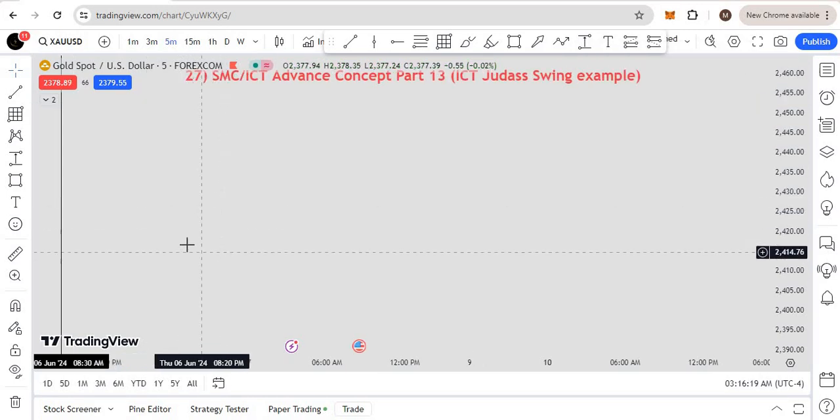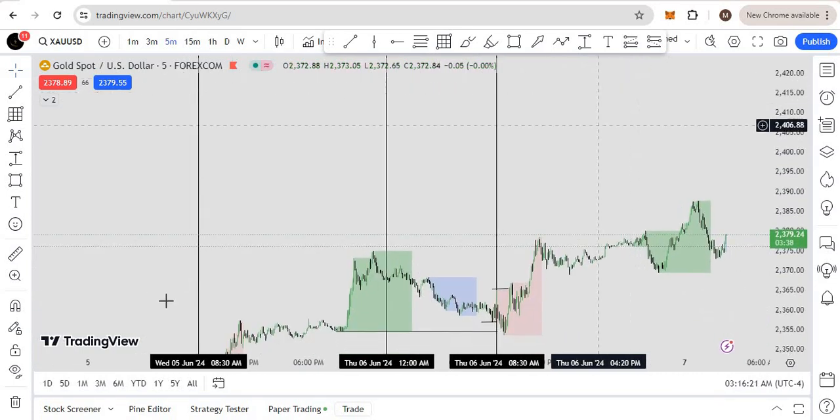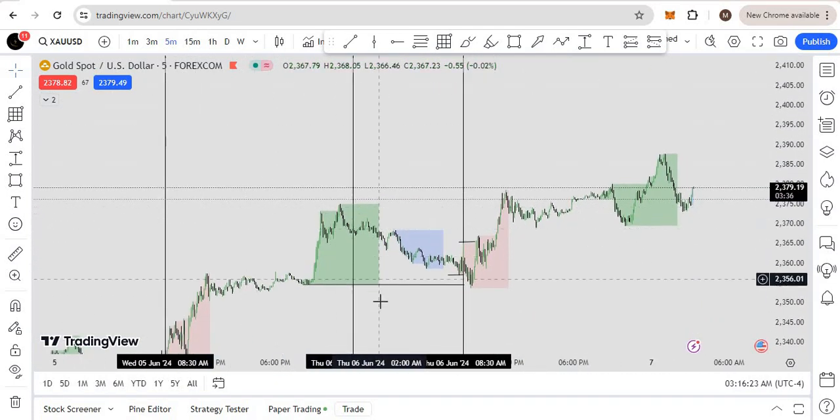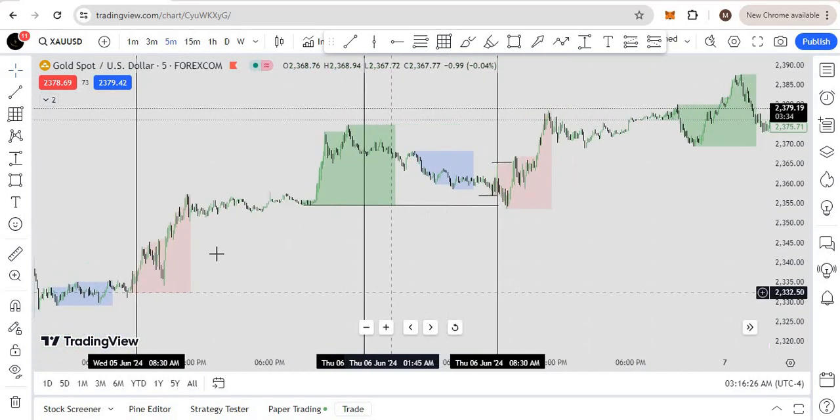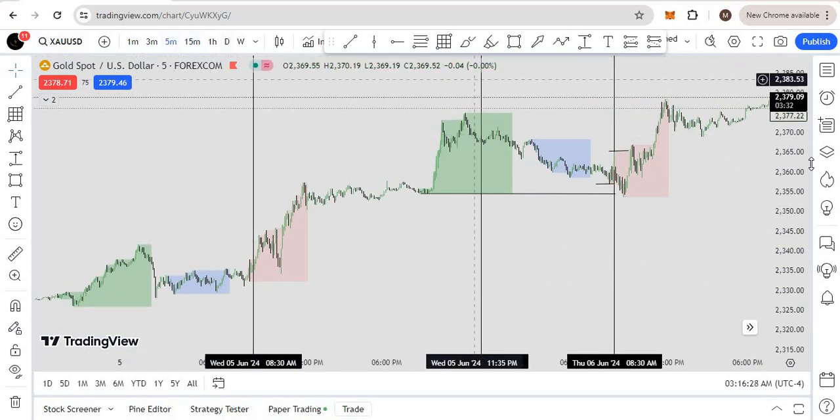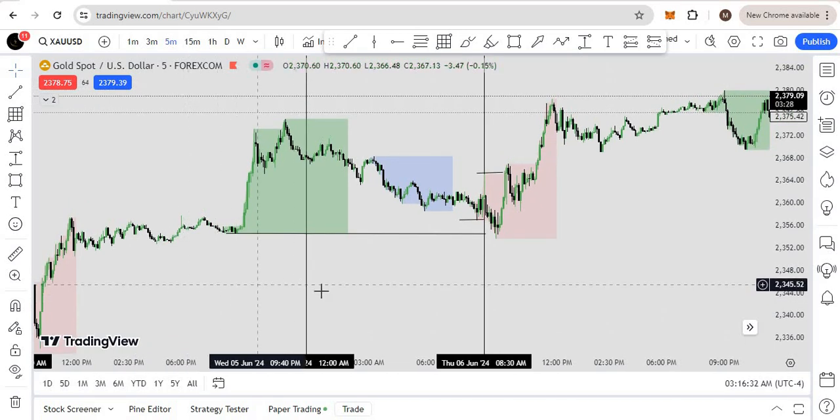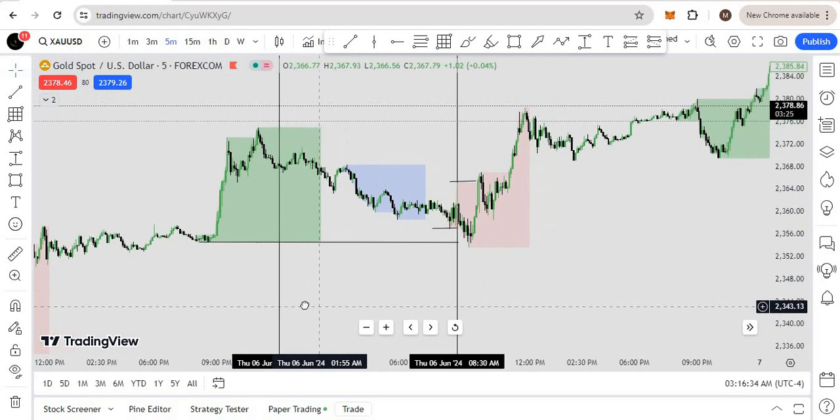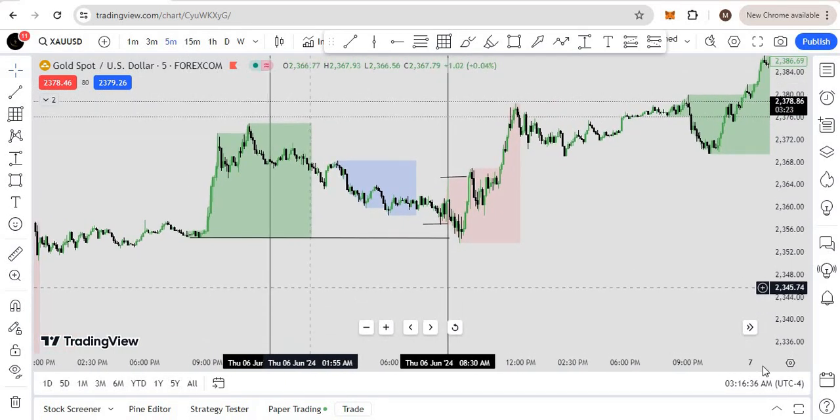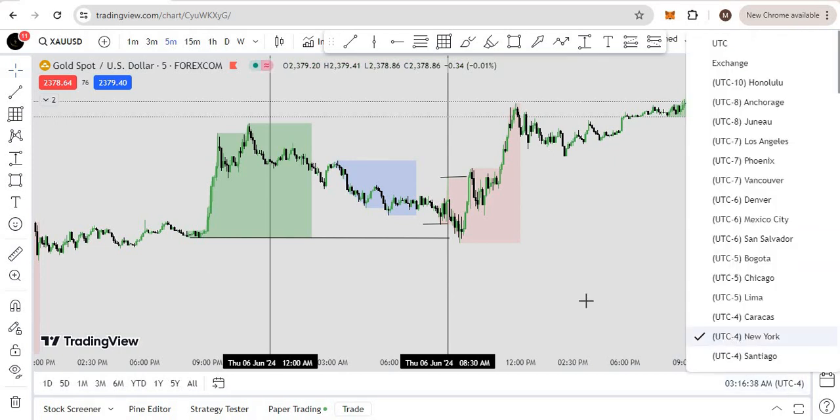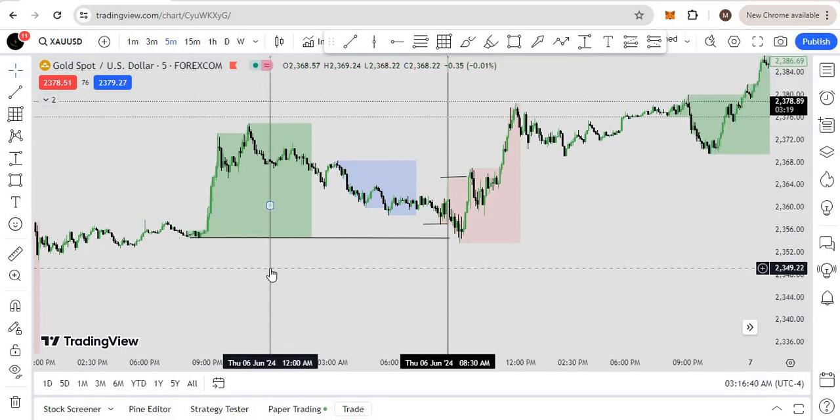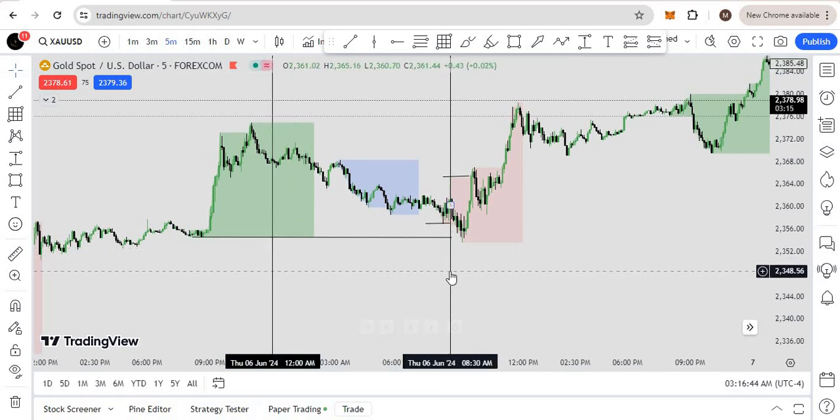So if you watched my previous video, you understand what the ICT Judas Swing is and how to mark it out. Always use a 5-minute time frame or any time frame, it's up to you: 15 minute, 5 minute, 1 minute, 3 minute. It's all up to you as you understand the Judas Swing. Using UTC minus 4 for New York time, you mark out the midnight 12 a.m. of New York and then 8:30.